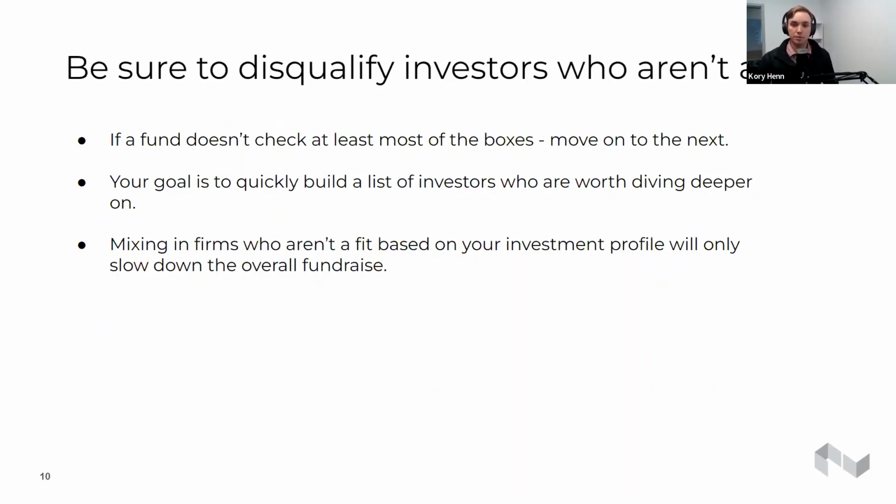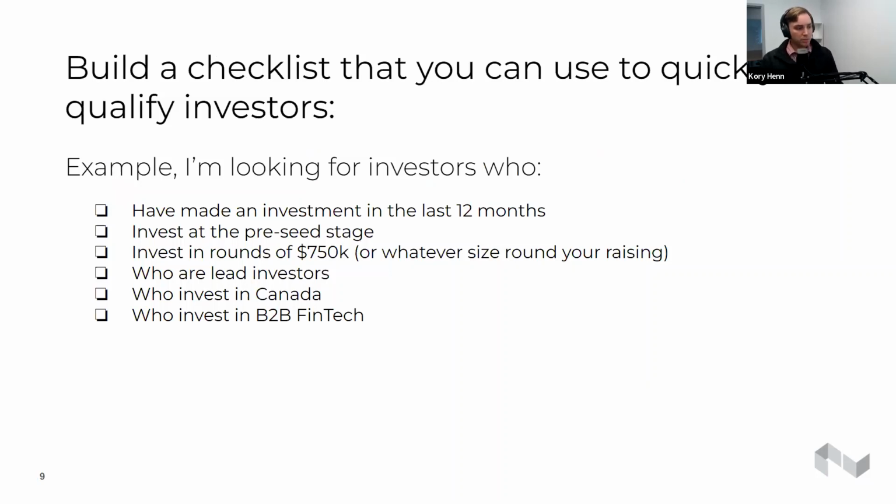Your goal is to quickly build a short list of investors who are worth diving deeper on. And mixing in the firms who aren't a fit based on your investment profile will only slow down your overall fundraise. Now, if there's a VC that checks a couple of boxes, and maybe not all of them, but you think there's a really compelling reason to reach out, then by all means, add them to the list and reach out. But that's more of a case-by-case basis, right?